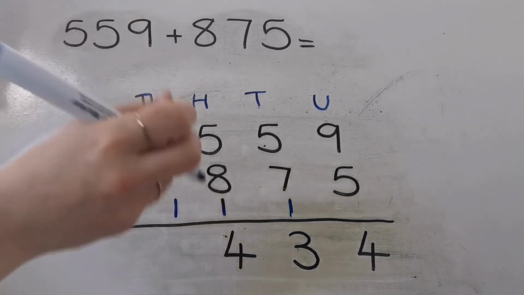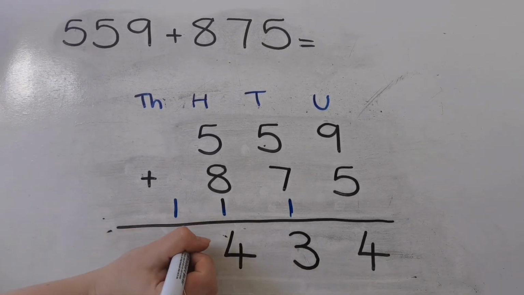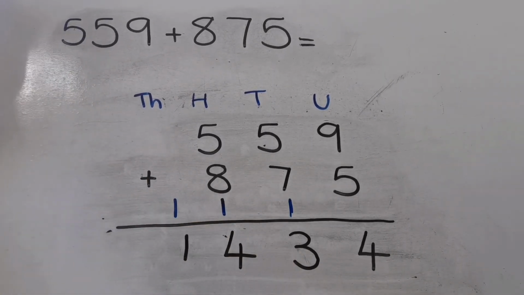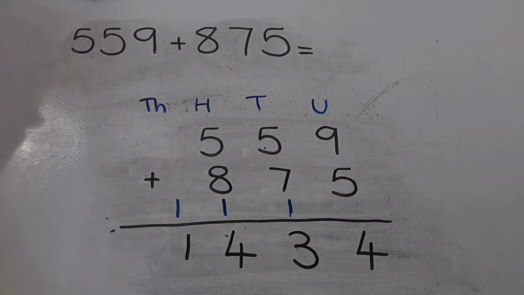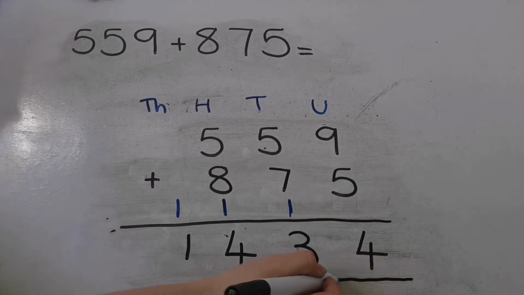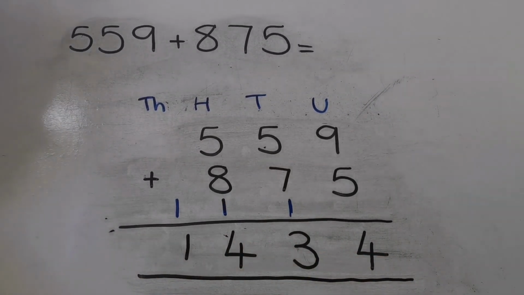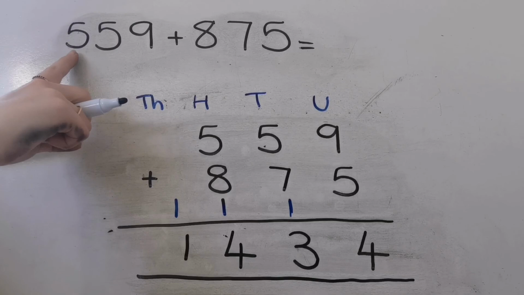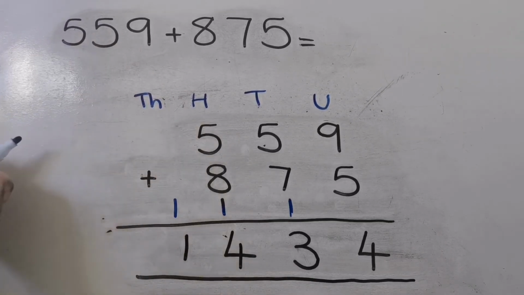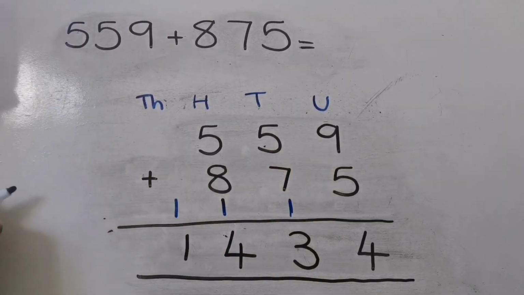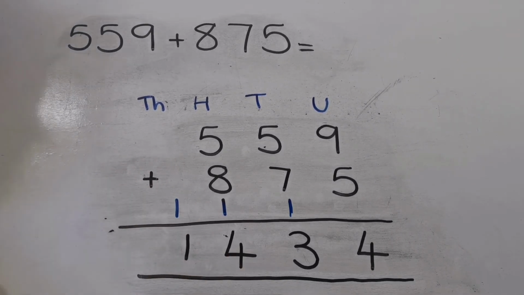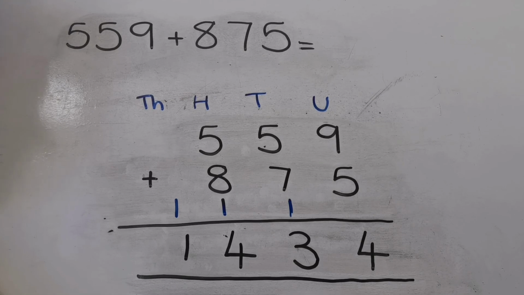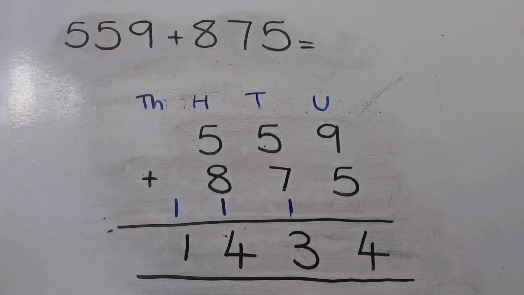So we've got 1,000. Okay, so we can pop our 1,000 there. Now that should be the end of all of our addition, so we can draw a line under to show that we have finalised our answer, and we know that 559 plus 875 would give us the answer 1434. Well done if you had a go at that and you got it correct all by yourself.